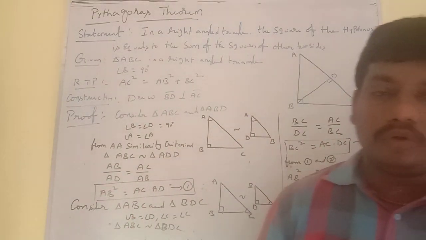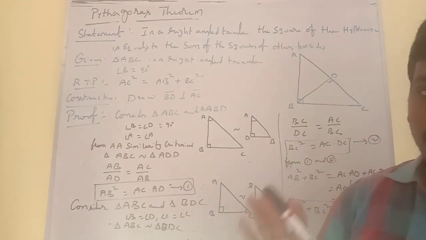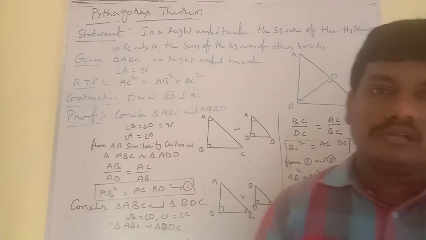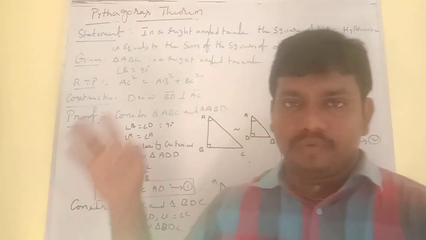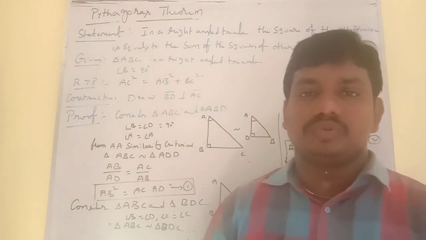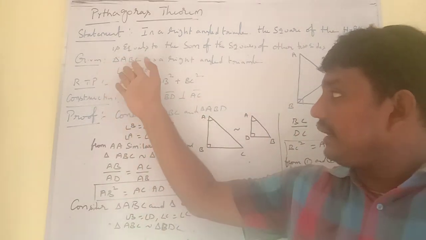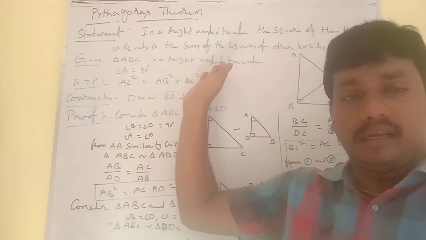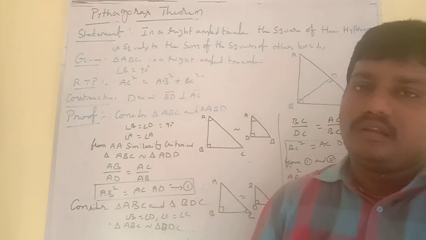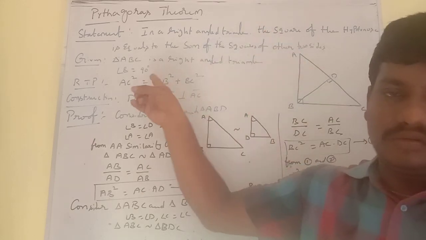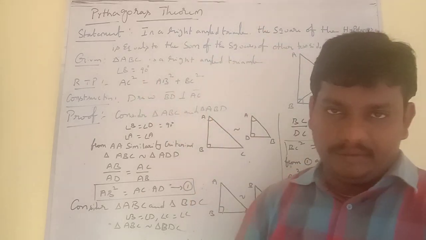Now once again I am going to explain to you. First, what we have to take in the steps here. The statement is: in a right angle triangle, the square on the hypotenuse equals the sum of the squares of the other two sides. So that is the statement. What is given here? Triangle ABC is a right angle triangle and B is 90 degrees. Then what is RTP? RTP is hypotenuse square equals side square plus side square: AC square equals AB square plus BC square.